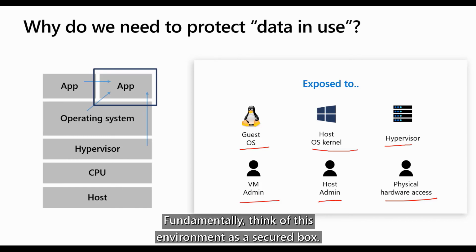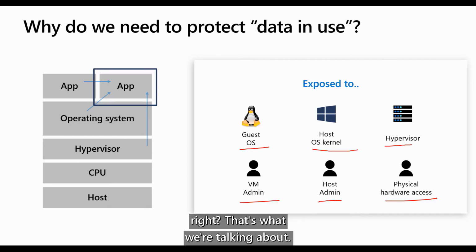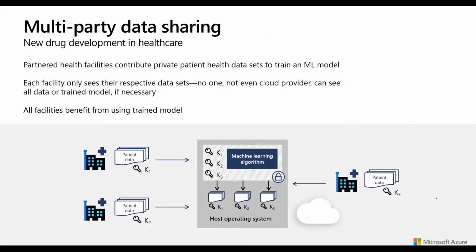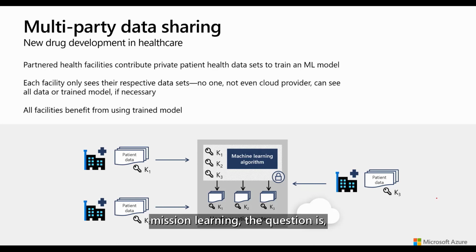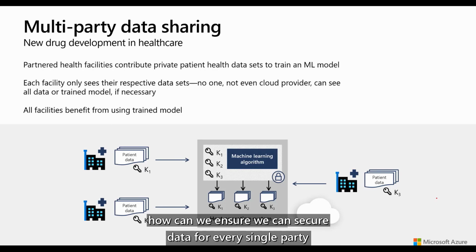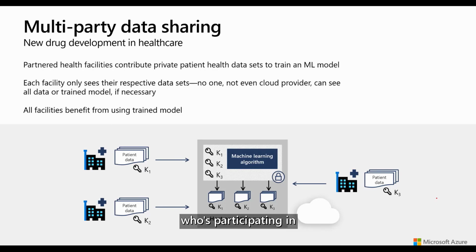The answer is yes. Fundamentally, think of this environment as a secured box. You put encrypted code and data in a box, right? That's what we're talking about. Now, if you look at the use case, yes, we're talking about data sharing in the cloud. One of the classic use cases is machine learning. This is where, when you talk about responsible machine learning, the question is, how can we secure data for every single party who is participating in a consortium-driven approach to problem solving, right?